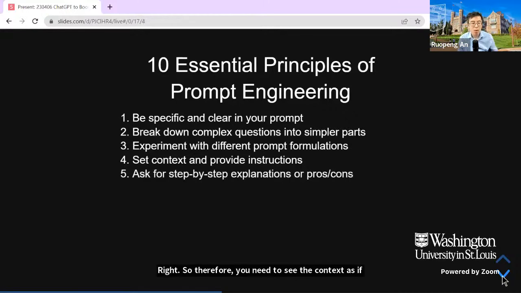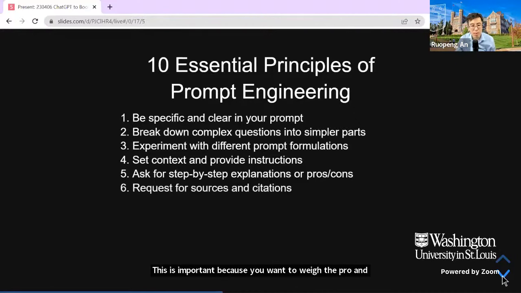The fifth principle is to ask for step-by-step explanations and pros and cons. Right? This is important because you want to weigh the pros and cons of the machine-generated text in order to make decisions about the next step.